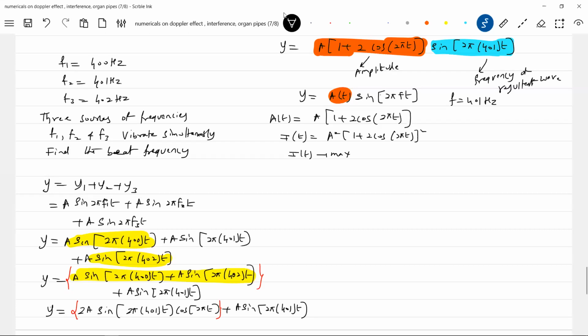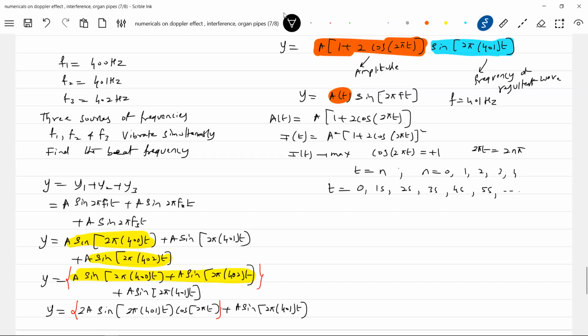tell me, when will it be maximum? When this quantity cos 2 pi t is equal to 1. It should be equal to plus 1. For cos 2 pi t to be plus 1, what should 2 pi t be? It should be equal to 2n pi. So therefore t is equal to n. So what are the values of n? n will start with 0, 1, 2, 3, 4. So therefore t equals 0, 1 second, 2 seconds, 3 seconds, 4 seconds, 5 seconds, and so on.